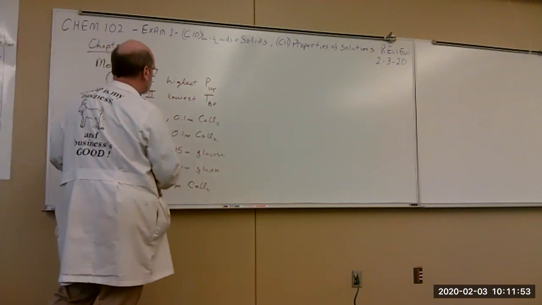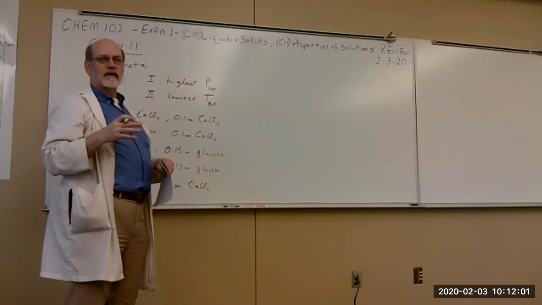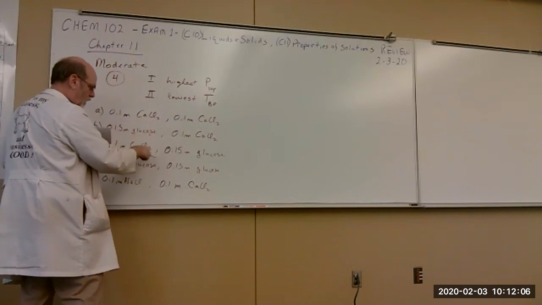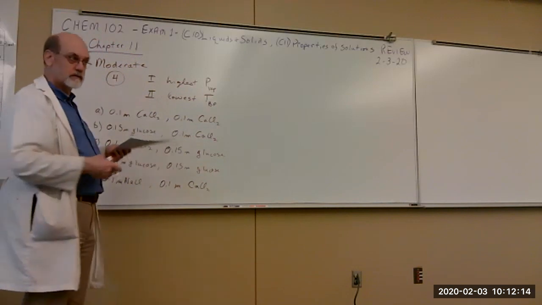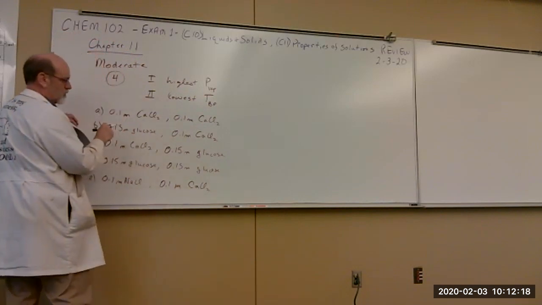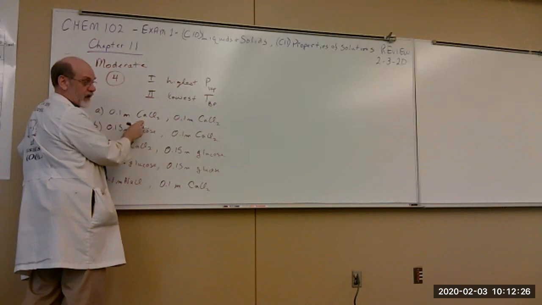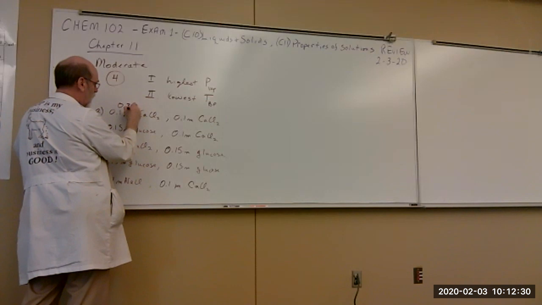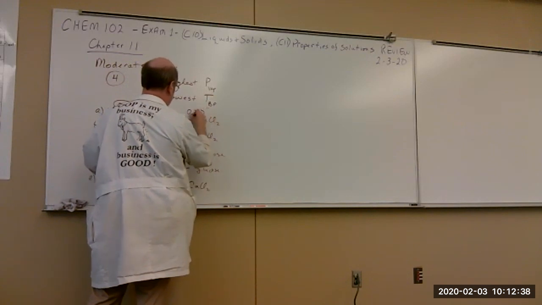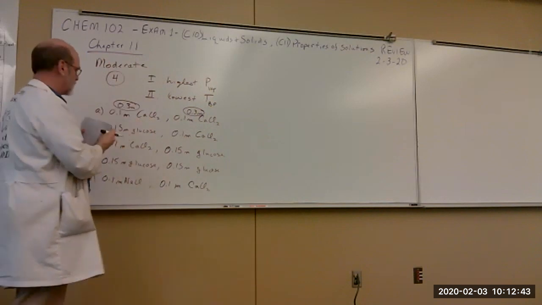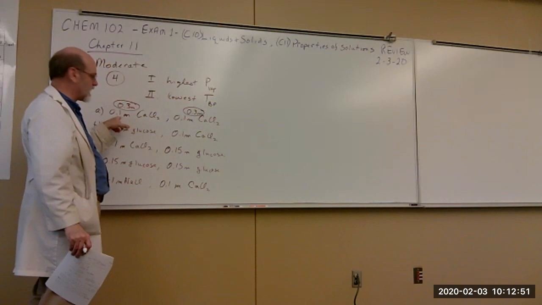For vapor pressure and boiling point, we're talking about both colligative properties. So it really doesn't matter what these things are, except whether or not they dissociate. Right? It's the number of particles. So what's the particle concentration of calcium chloride? You got two chloride ions and one calcium ion, right? So actually 0.3 molal for this one. 2 plus 1 is 3. 3 times 0.1 is 0.3 molal. So the concentration of particles in that solution is actually 3 times that value.